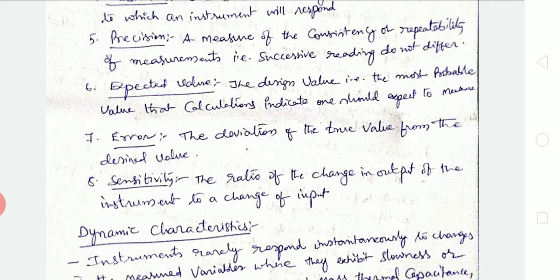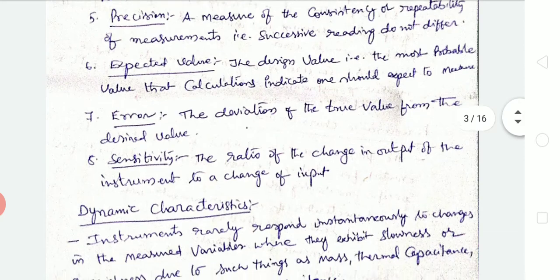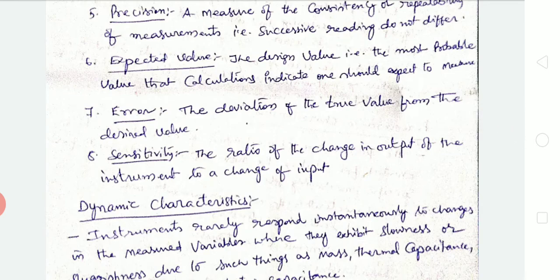Expected value. The design value, that is the most probable value that calculations indicate one should expect to measure. Error. The deviation of a true value from the desired value. Sensitivity. The ratio of a change in output of the instrument to a change of input.